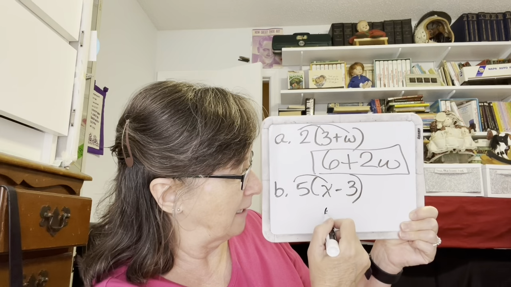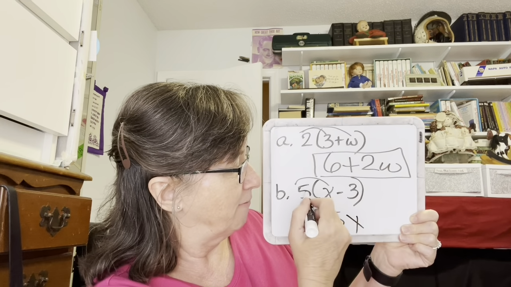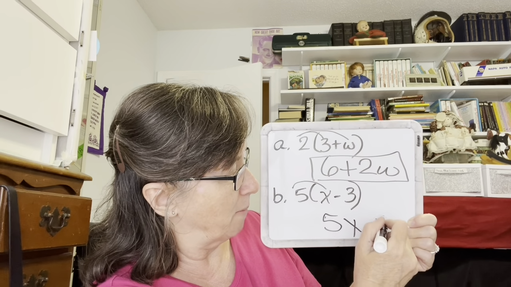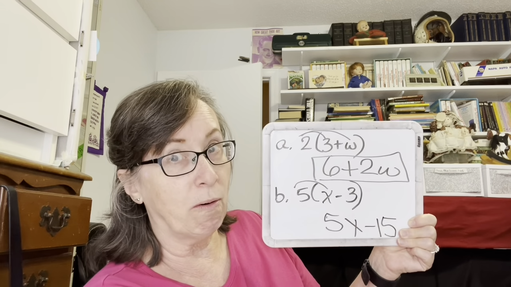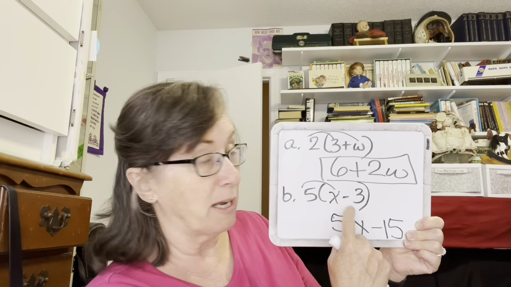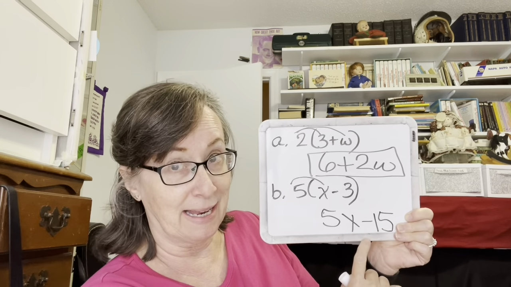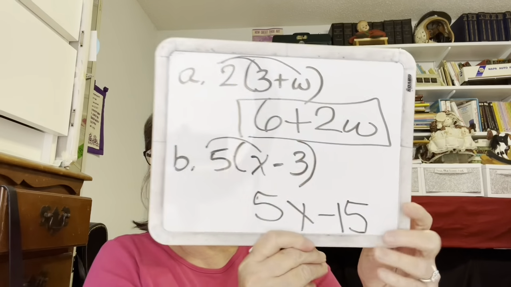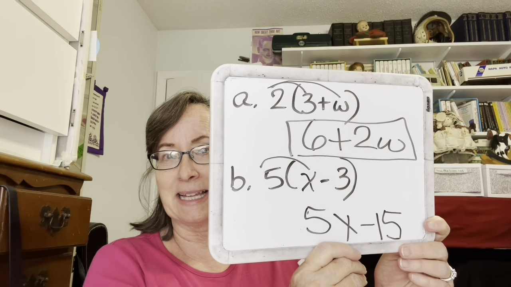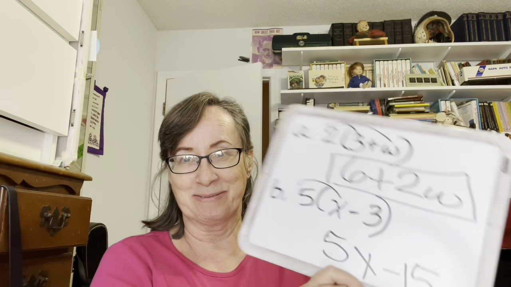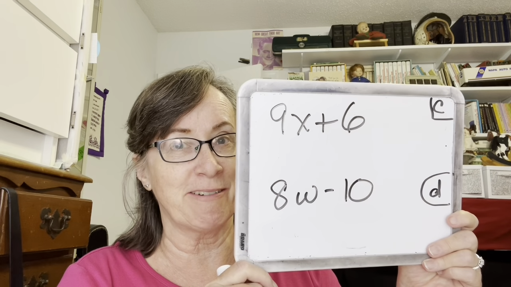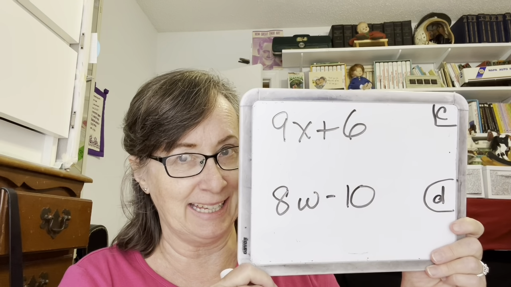5 times x is 5x. 5 times 3 is 15, and there's a minus in between. Or we could attach the minus to the 3. 5 times a negative 3 is negative 15, isn't it? All right, so that is your A and B example already done for you. Now we just finished expanding, so now we're going to factor C and D.